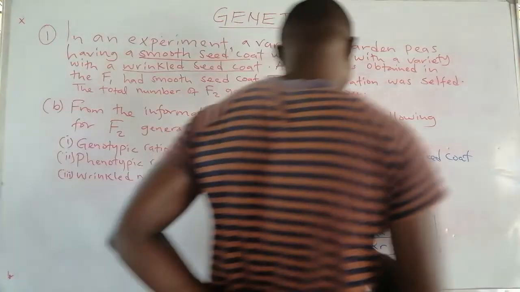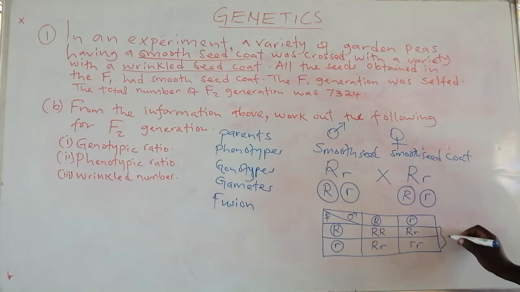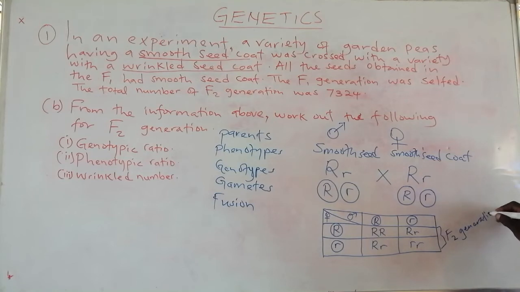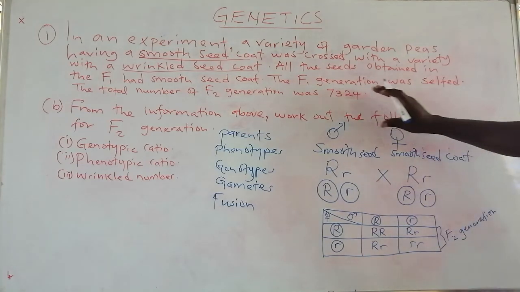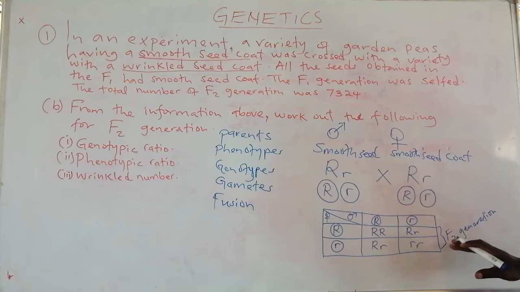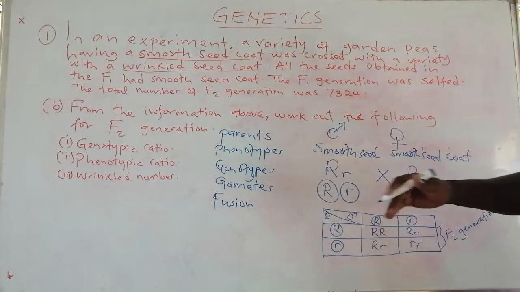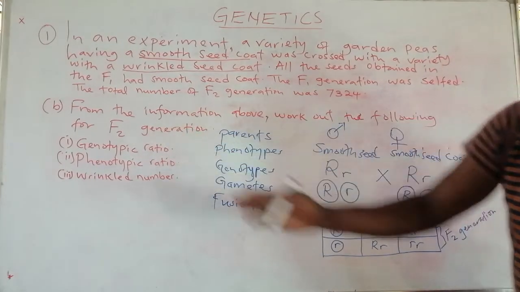So this one is our F2 generation. These are the gametes for the F2 generation when we self F1. So remember, we had obtained F1 generation and now we are selfing F1 generation to obtain F2 generation. So we were told to use the information to obtain the genotypic ratio.